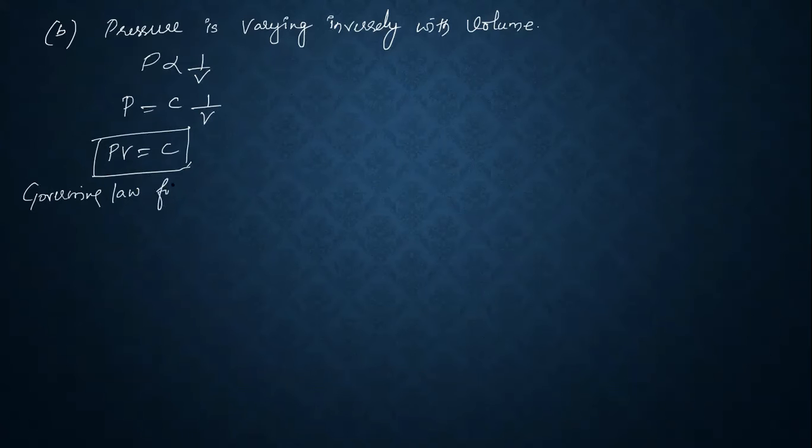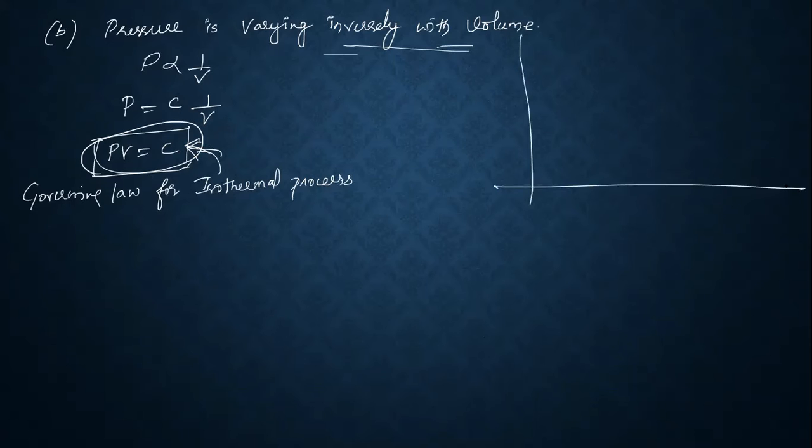It is the governing law for which process? Isothermal process. That means indirectly, instead of telling it is an isothermal process, they have said pressure is varying inversely with volume. If I rearrange the term, I get PV is equal to C. Therefore, PV is equal to C is the governing law for isothermal process.